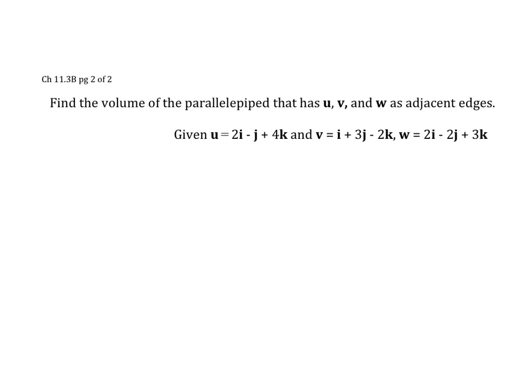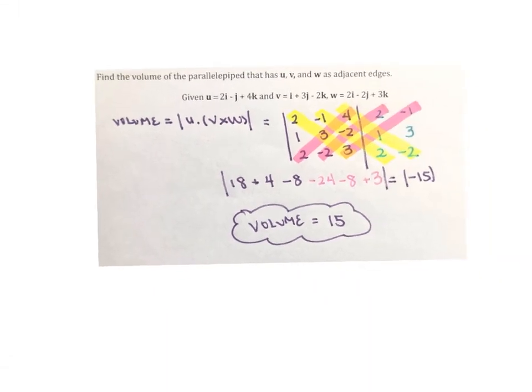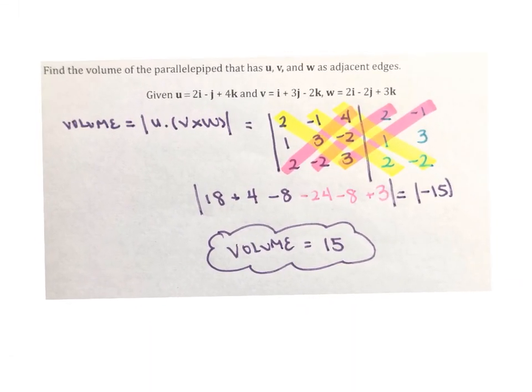Now try this example on your own. Find the volume of the parallelepiped that has u, v, and w as adjacent edges. u equals 2i minus j plus 4k, v equals i plus 3j minus 2k, and w equals 2i minus 2j plus 3k. So if you tried this out, the volume you would find is negative 15, so it's positive, so the volume is 15.